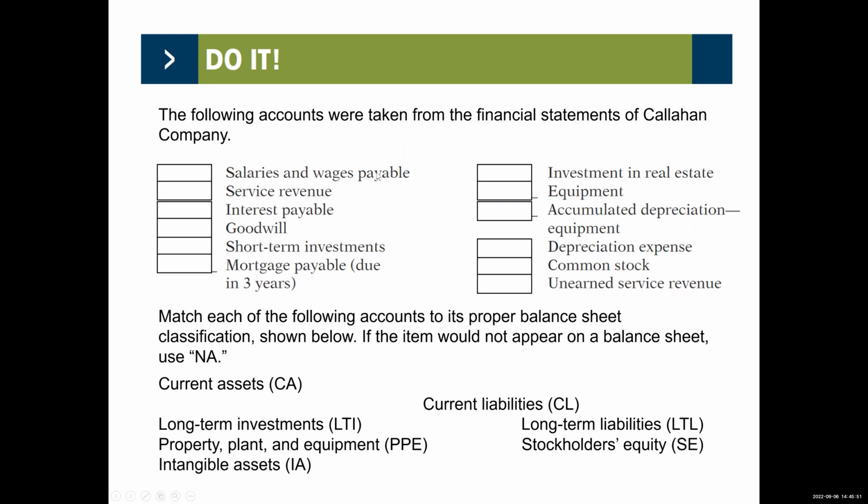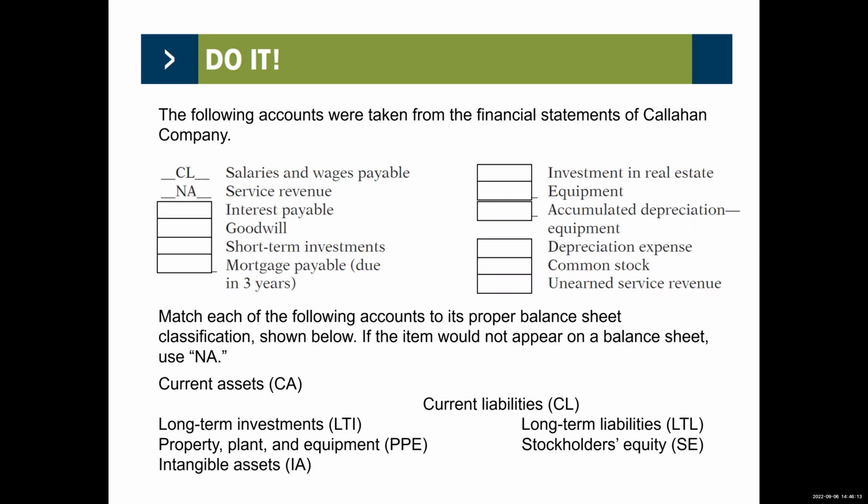Salaries and wages payable. Do you think your employees are going to wait for over a year from now to get paid? No, they're definitely going to be paid within 1 year. So that's going to be current liabilities. How about service revenue?